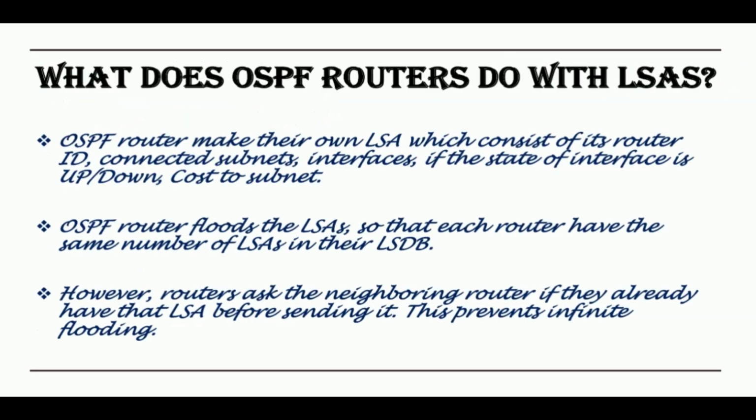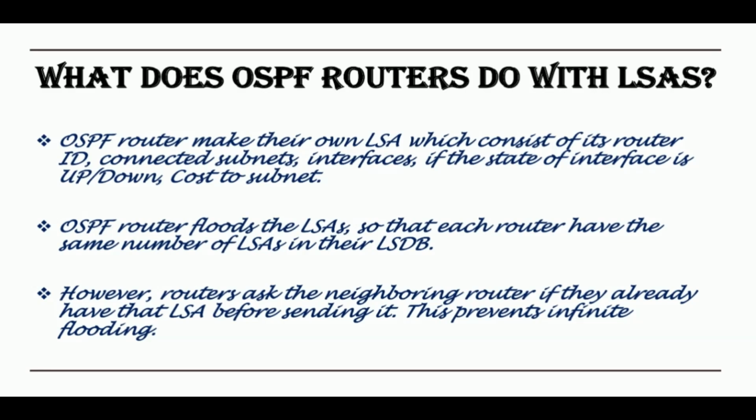What do OSPF routers do with LSAs? OSPF routers make their own LSA, which consists of its router ID, connected subnets, interfaces, whether the state of the interface is up or down, and cost to the subnet. OSPF routers flood the LSAs, so that each router has the same number of LSAs in their LSDB. However, routers ask the neighboring router if they already have that LSA before sending it.